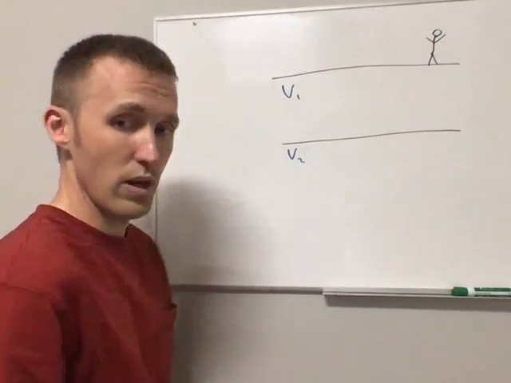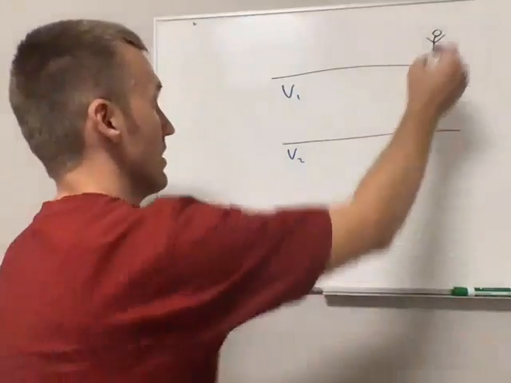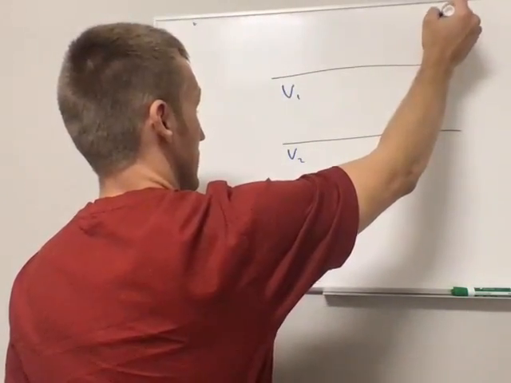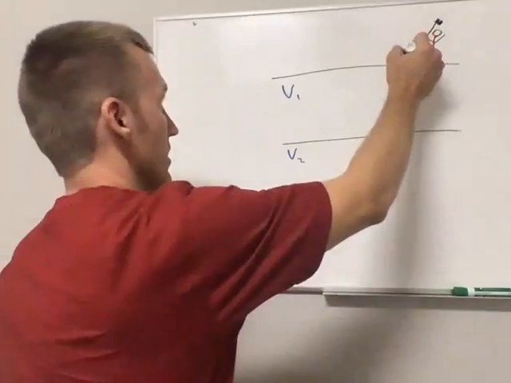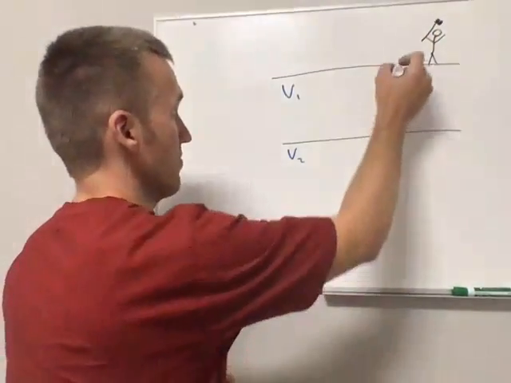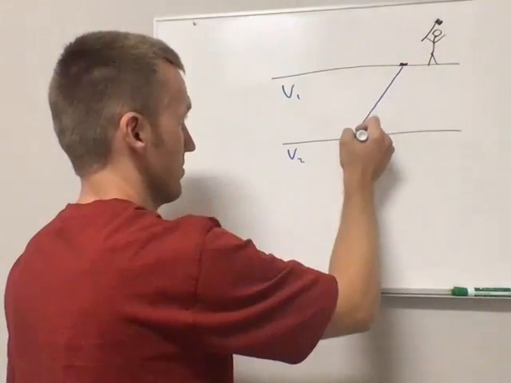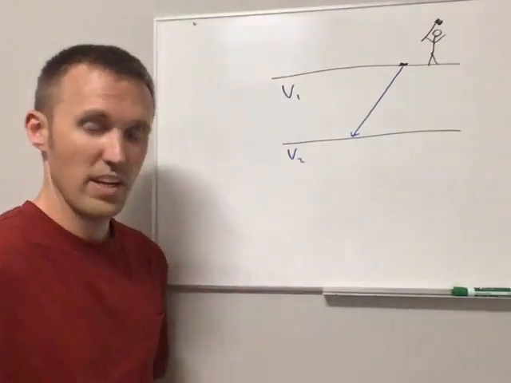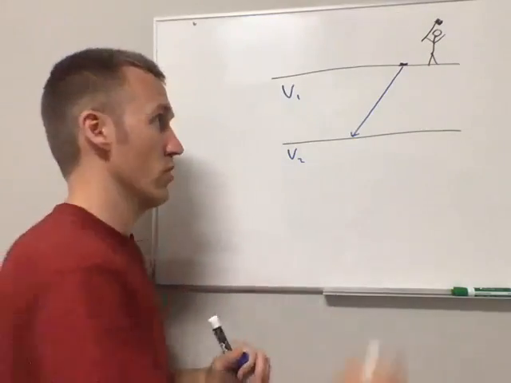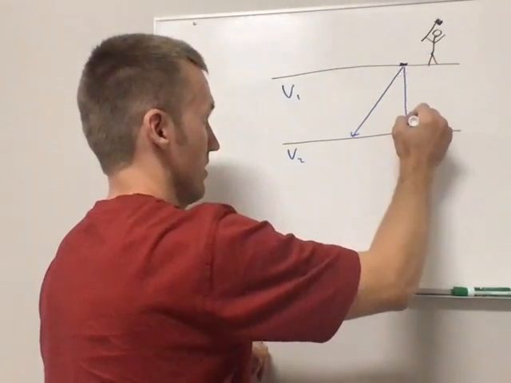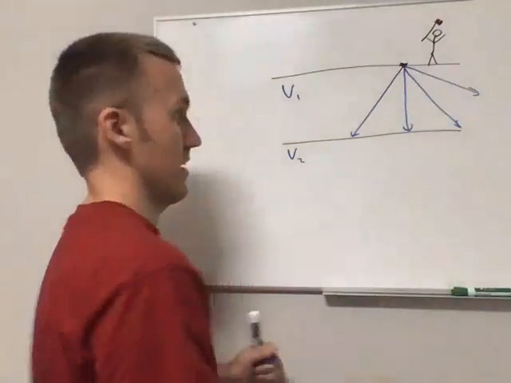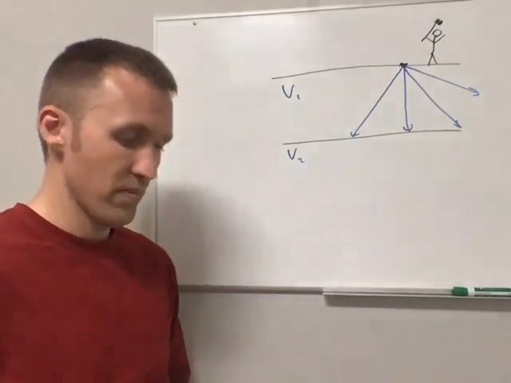So let's see, how does our problem look? We'll give ourselves a sledgehammer. All right, so there's our sledgehammer. Here's our seismic source, and let's draw some seismic waves. We know that the seismic waves will be radially spreading out in all directions, and so on and so forth.